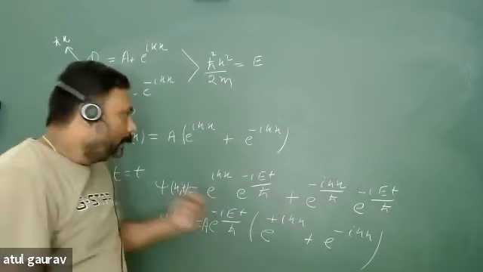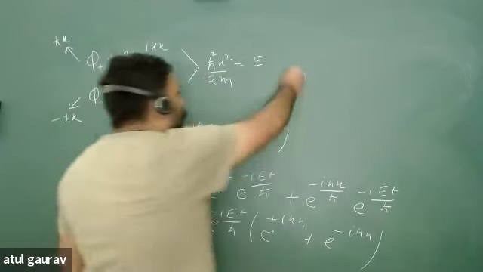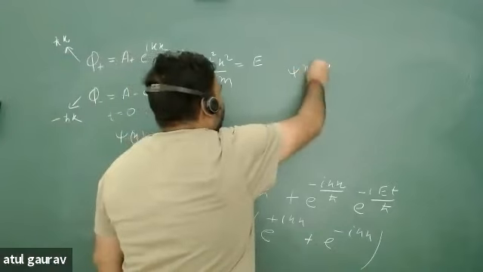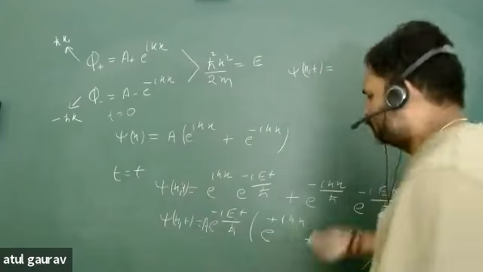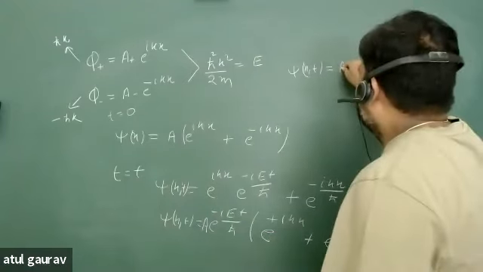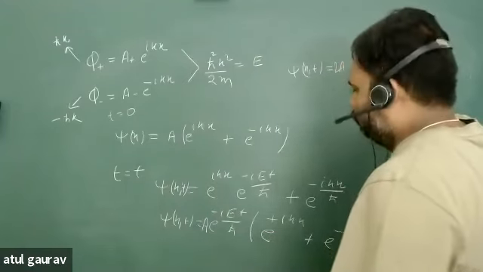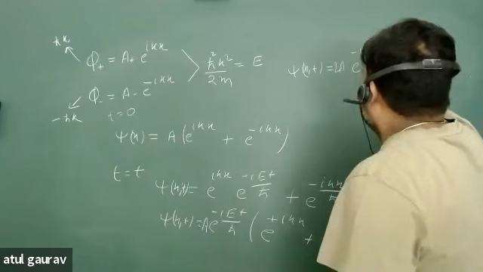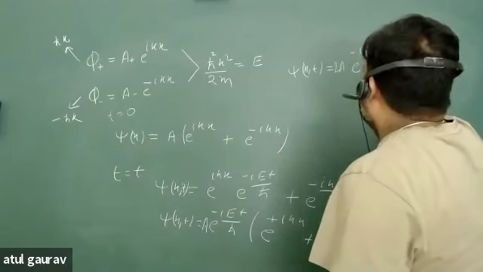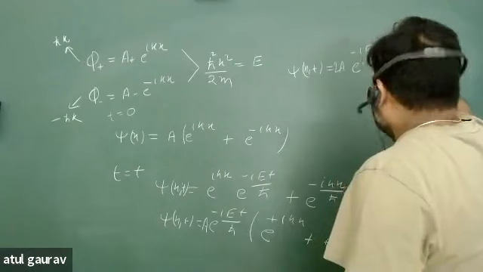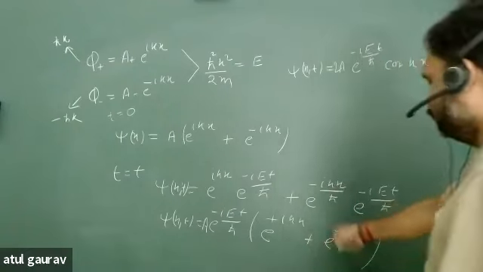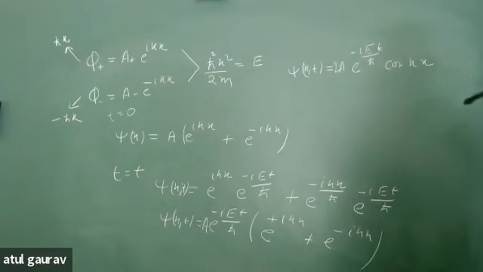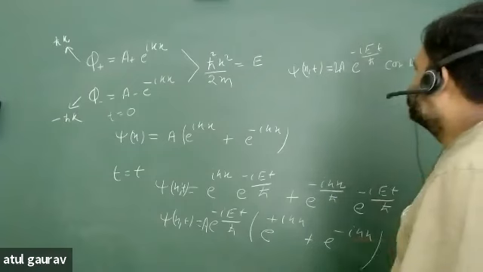Yes, we can write it as a cos function. So what will be psi(x,t)? I can write it as some cos function, let's say 2A e to the power minus iEt upon h-cut, cos kx. The 2A is here, so this will be cos kx.